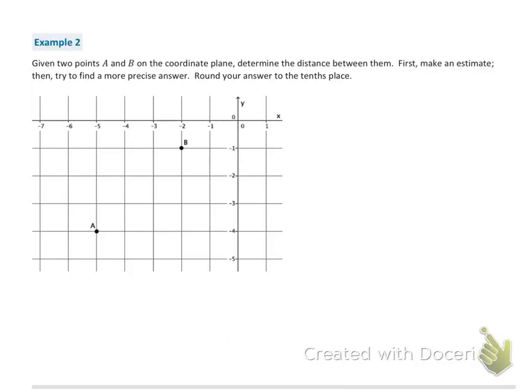Okay, let's look at example 2. Again, we have 2 points, A and B, on the coordinate plane, and we're asked to determine the distance between them. This time, first make an estimate and then try to provide a more precise answer and round your answer to the tenths place. So let's go ahead and draw that line segment. And so there's our line segment between, so this is distance AB. We could write it this way, distance AB.